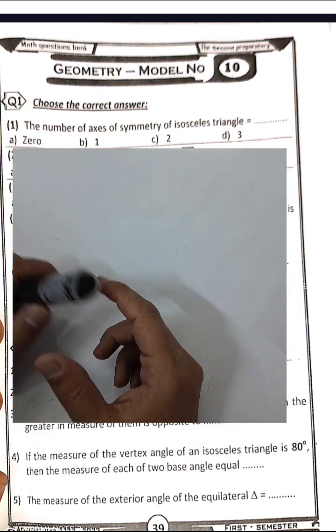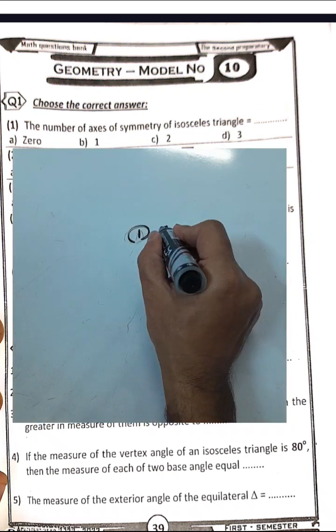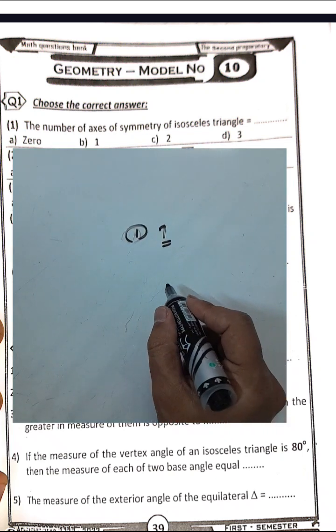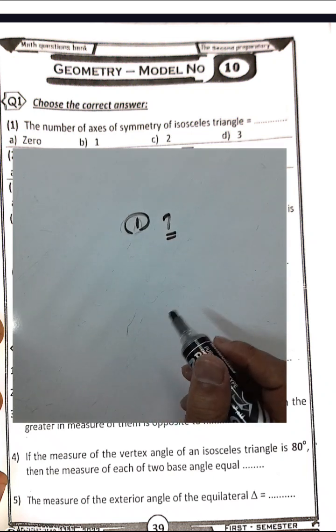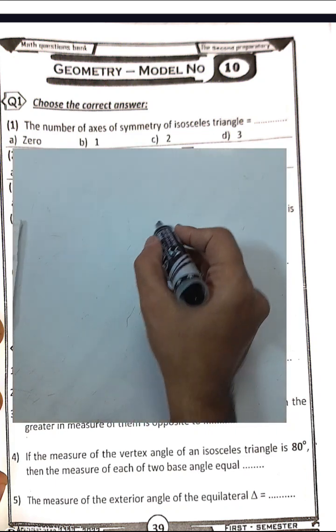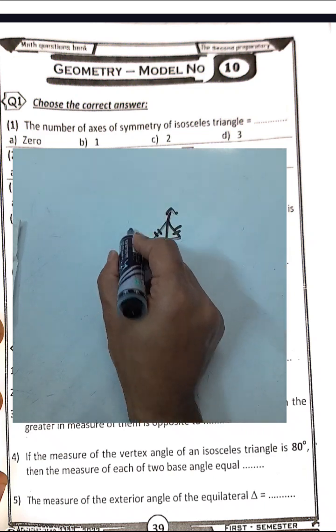Number 1, model number 10 shows the correct answer. The number of axes of symmetry of an isosceles triangle will be 1. An isosceles triangle has only one line of symmetry, but an equilateral triangle has 3 axes of symmetry. Then the result here will be 1 because it's isosceles. Do you know isosceles triangle? We have two sides of equal length. We call it line symmetry. Then we have one line of symmetry.